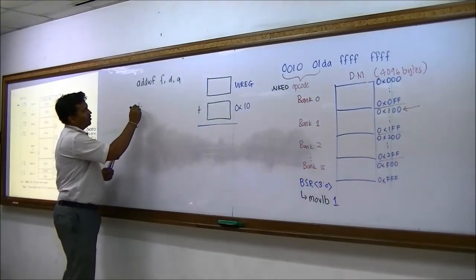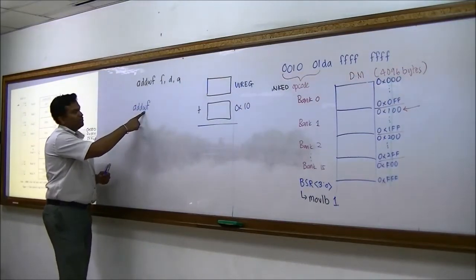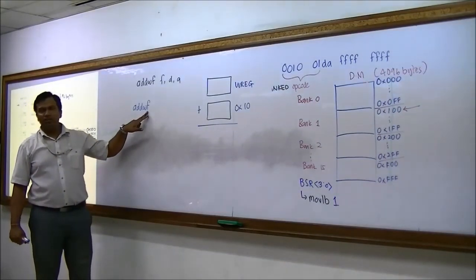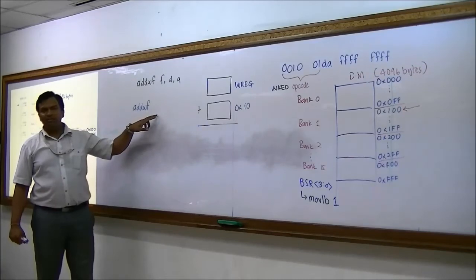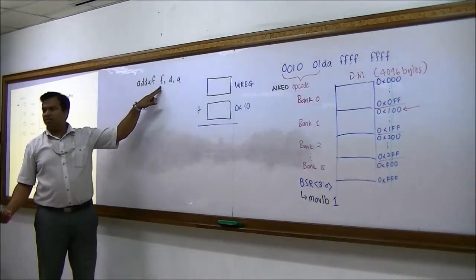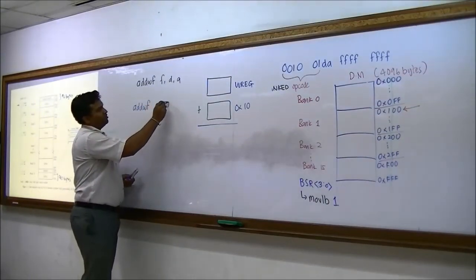So add the content of working register to file register. The address of the working register is known already, right? So we need to provide the address of the file register. What is the address of the file register? 10. And this F allows 8 bits, right? So straight away you can write hex 10.